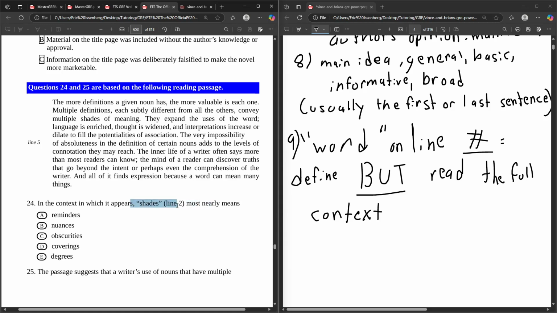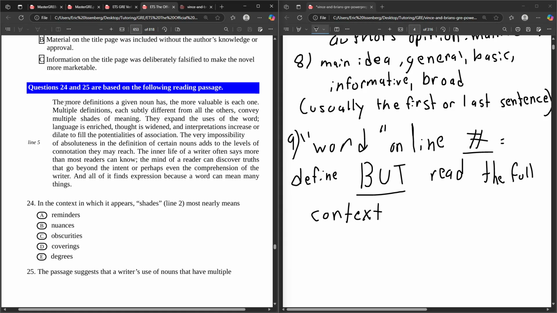A lot of people make the mistake when they're rushing. Well, shades sounds like shade of a tree or something, so maybe it's like coverings. Shades, or like a shade of a hat, maybe it's coverings or something like that. So I probably pick D. You don't want to do that. You want to read the context, right? So let's go over here.